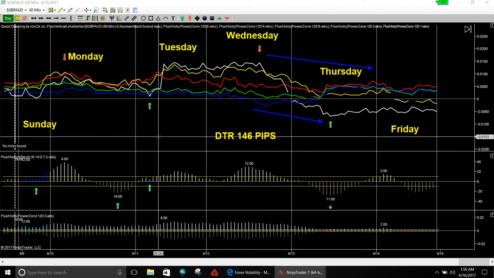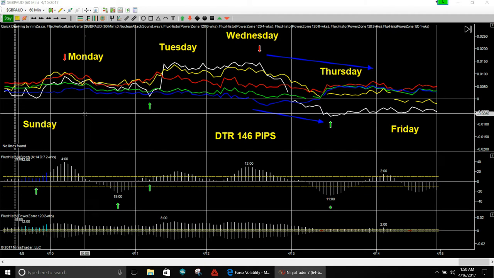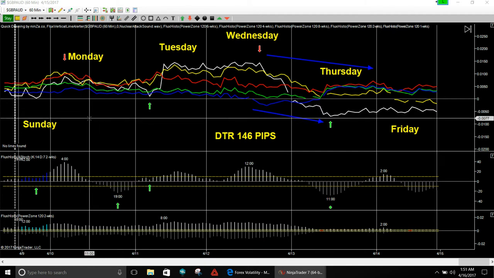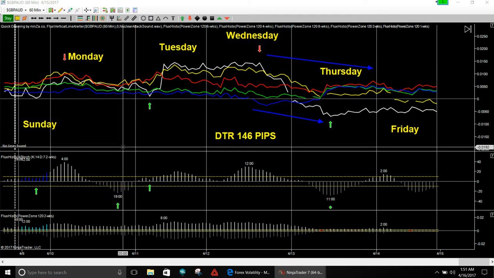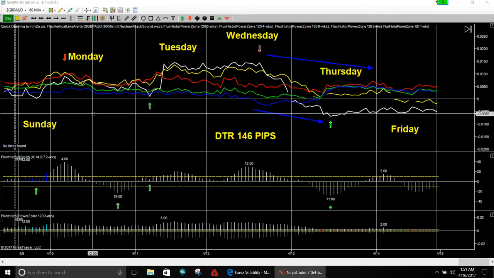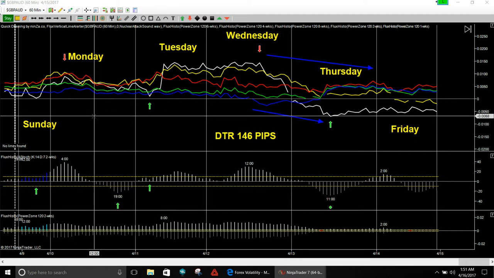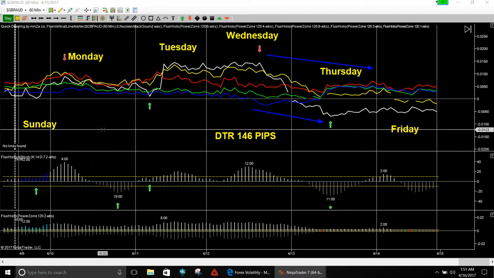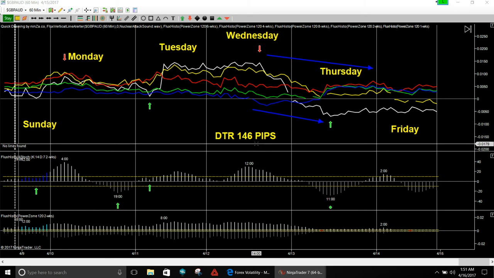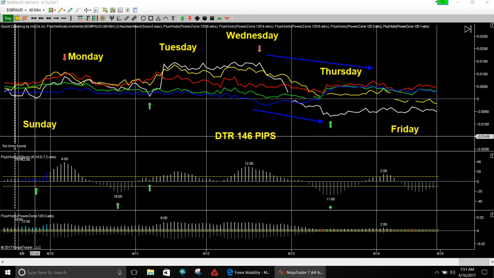Getting ready for another trading week. Hope everyone had a great holiday. And let's get into it. Had another profitable week again with the Flux Power Zone. So let's get it started with the pound Australian dollar, coming in at 146 pips on a daily trading range. So we're coming in here on Sunday.